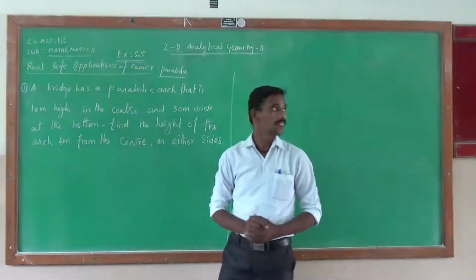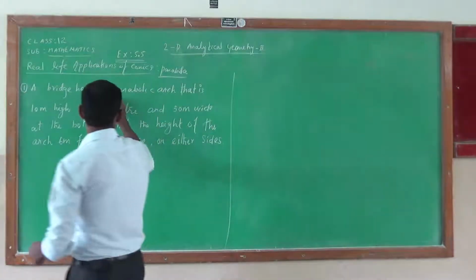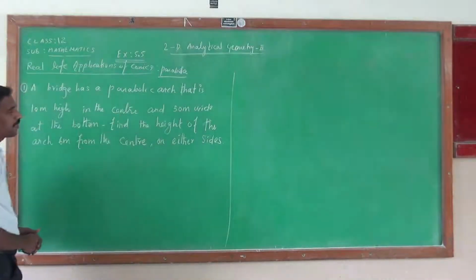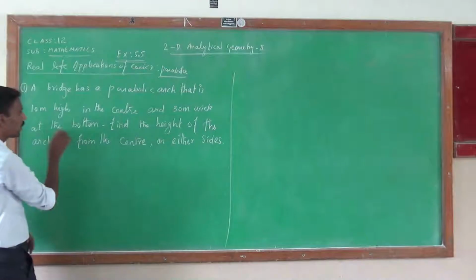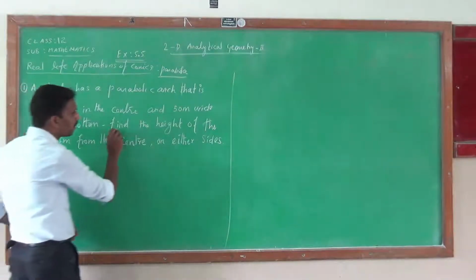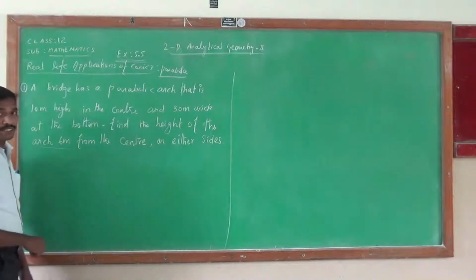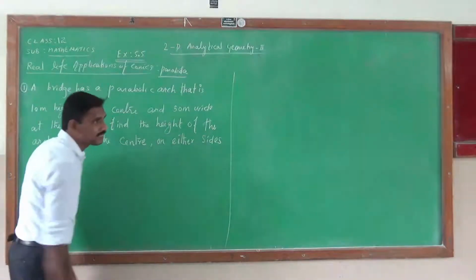The first question is: a bridge has a parabolic arch that is 10 meter high in the center and 30 meter wide at the bottom. Now, find the height of the arch 6 meter from the center on either side.